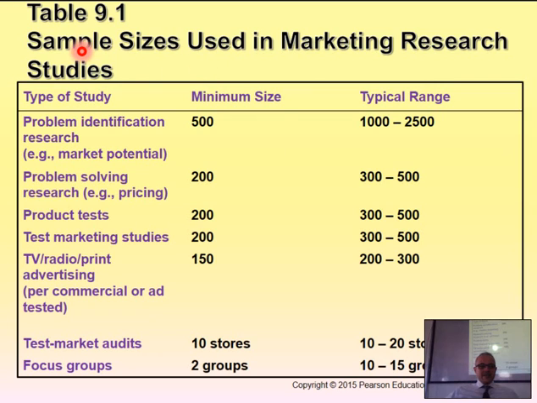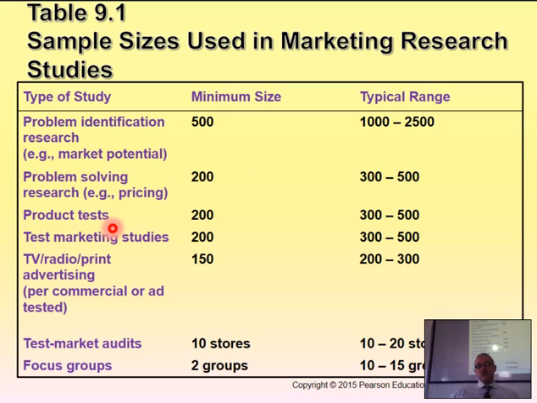Now here are some examples used in marketing research studies, and these are general numbers you can use as a rule of thumb. If it's a problem identification, if we want to find out what the problem is, then maybe we want to have 500 people in the sample, and the typical range is 1,000 to 2,500 to find a problem. If it's problem solving, you have a problem and you just want to solve it, then maybe you want to ask at least 200, and the typical is 300 to 500.